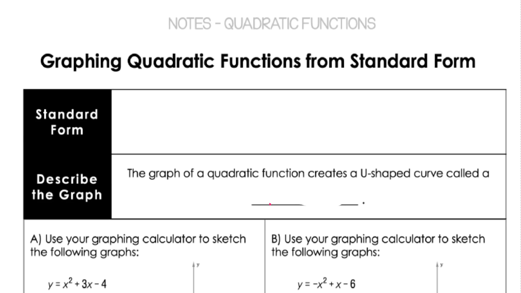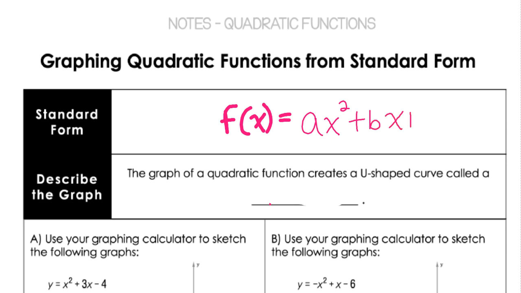So the first thing we want to remember is what standard form is. Standard form is when a function is written in the form ax squared plus bx plus c, where a, b, and c are coefficients of some sort. And we have a function that's a quadratic in standard form.